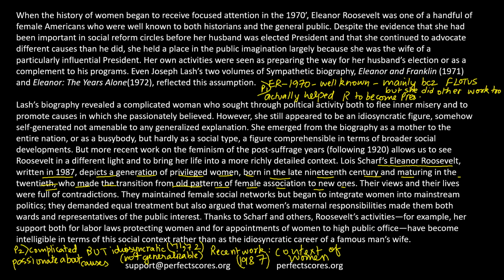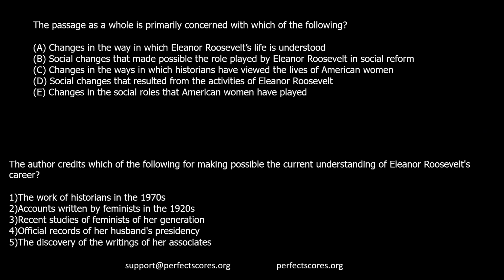So, I think you both have a good idea of what the primary purpose is. And just remember that there are a total of 3 biographies that are mentioned here: 2 that were written by Lash, and this is where Lash is, and the 1 that was written by Scarf. So that's pretty much it. Let's look at the first question. The passage as a whole is primarily concerned with which of the following?